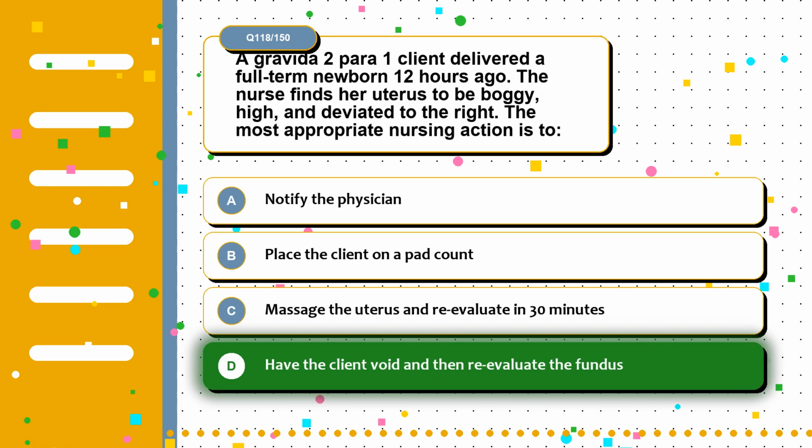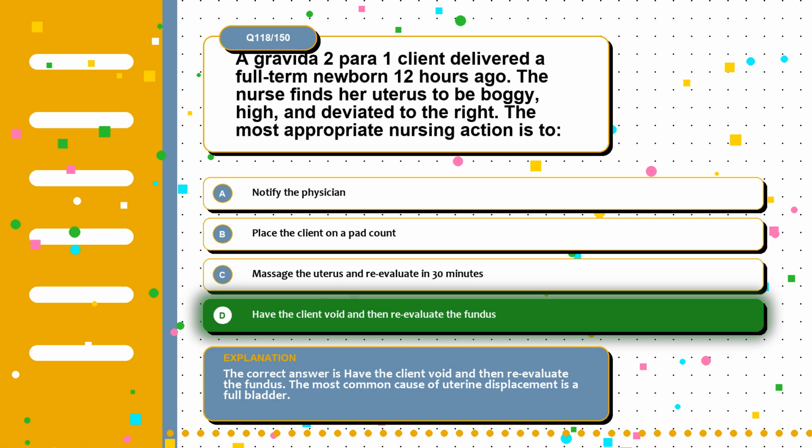The correct answer is option D. Have the client void and then reevaluate the fundus. The most common cause of uterine displacement is a full bladder.